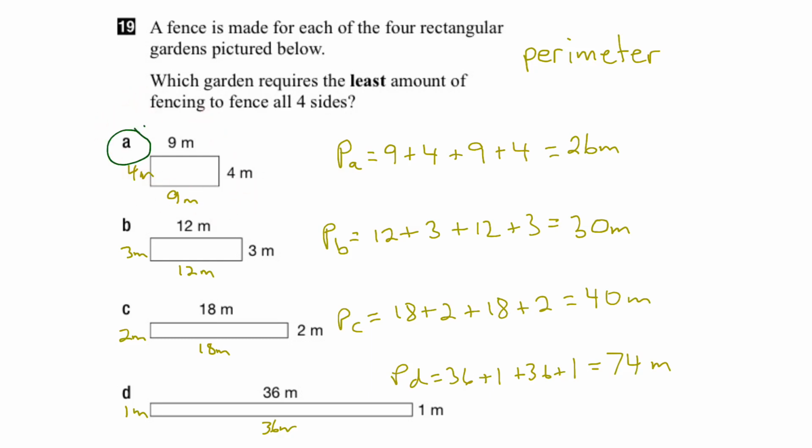Now, one of the things that we can see actually here is that as our rectangle gets closer to being a square, it means we require the least amount of fencing. You'll notice that all of these gardens are 36 square meters in area. 36 times 1, 18 times 2, 12 times 3, 9 times 4. But as we get closer to being like a square, where the sides are getting close to be the same all the way around, that's when we're going to require the least amount of material. And there you go.